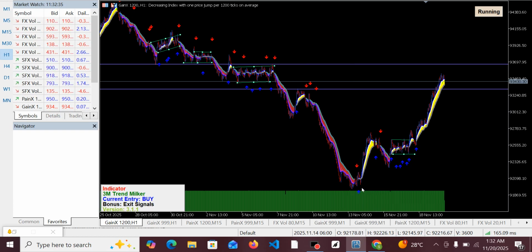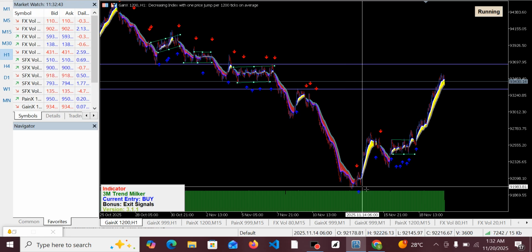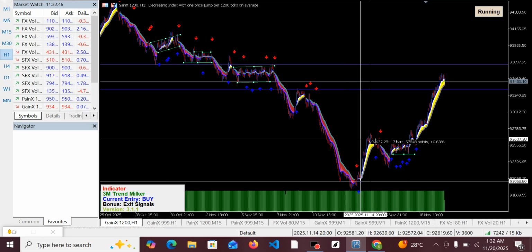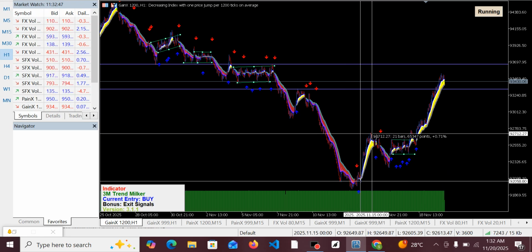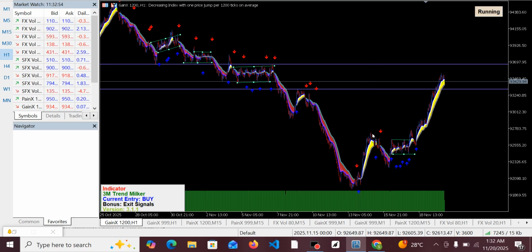So this uptrend gave us a single buy here, and of course came to an end at this resistance zone. Now let's check out the total performance. It started from here and came to an end at this point. This is about 65,347 points. You can do your calculations. That's a lot of profit, guys.